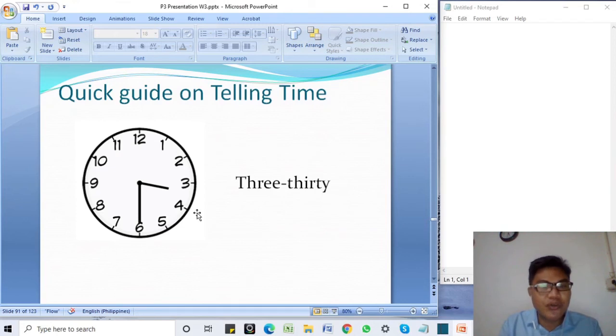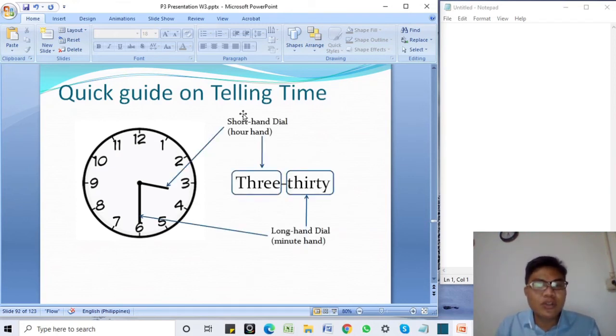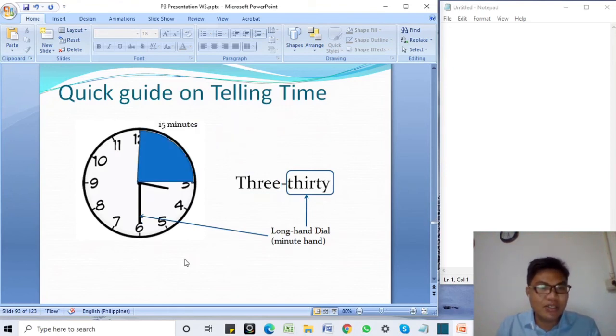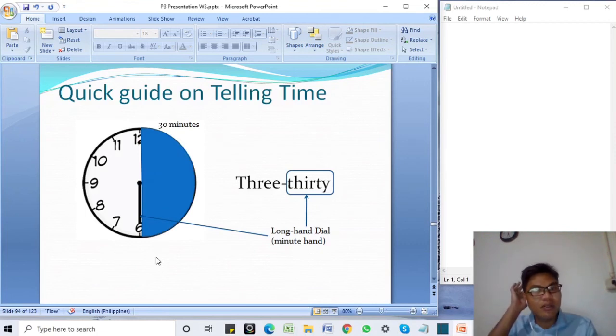3:30. So the shorthand here is the hour hand, 3. And the 30 here is the minute hand, the long hand dial. So when this one here is 15, if you double that up, that would be 30, right? So that's how we get the 30 on this figure, 3:30.